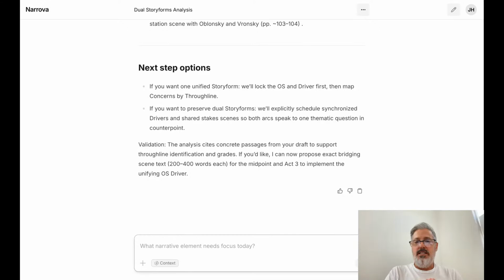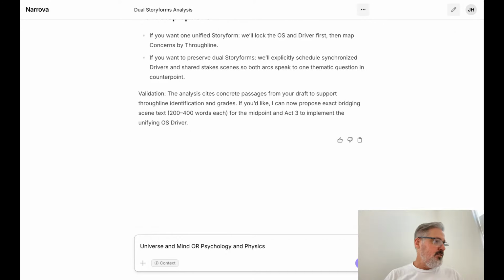One really simple idea is that the main character and the influence character throughlines have to be in diagonally. If you look at the Dramatica chart, they have to be in dynamic pairs. So they're either both going to be universe and mind, or psychology and physics. Let me make sure this is still working.